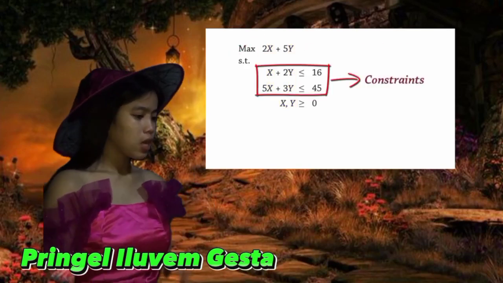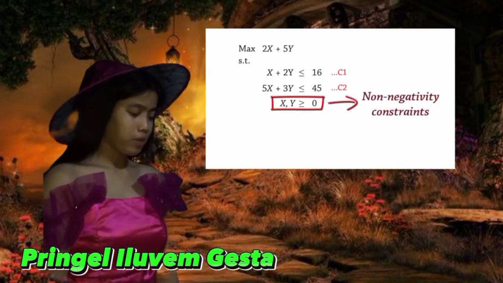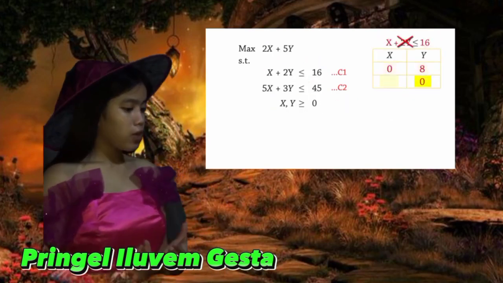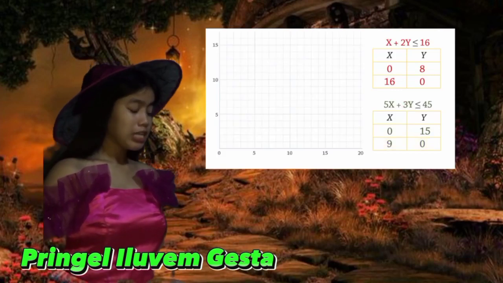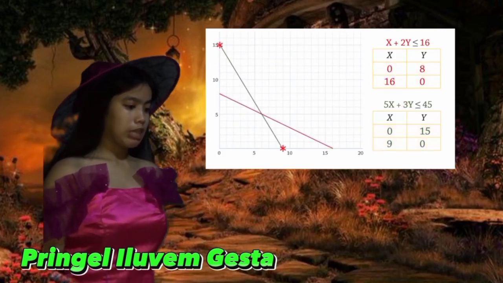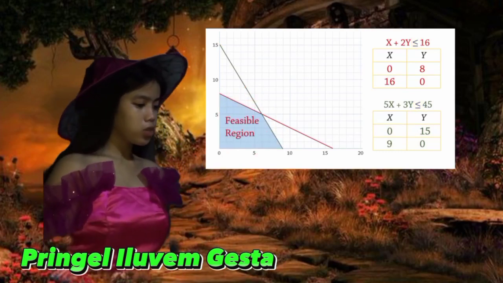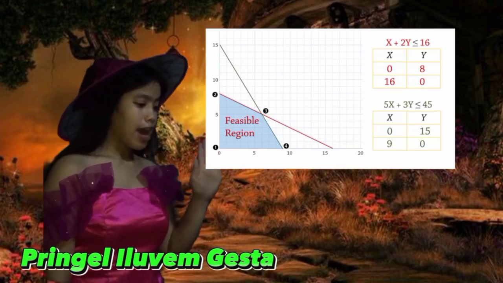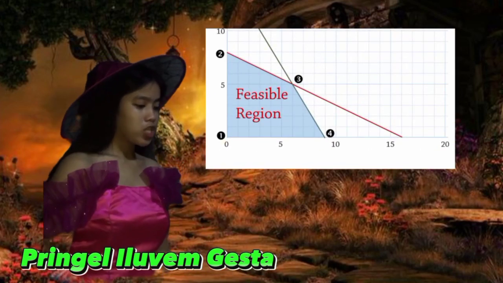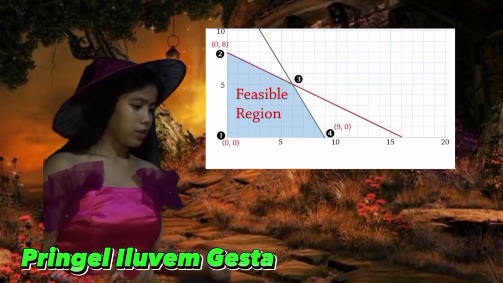Step 1, formulate the LP or linear programming problem. Step 2, construct a graph and plot the constraint lines. Step 3, determine the valid side of each constraint line. Step 4, identify the feasible solution region. Step 5, plot the objective function on the graph. Step 6, find the optimal point.